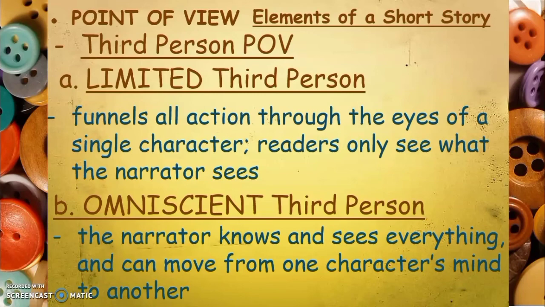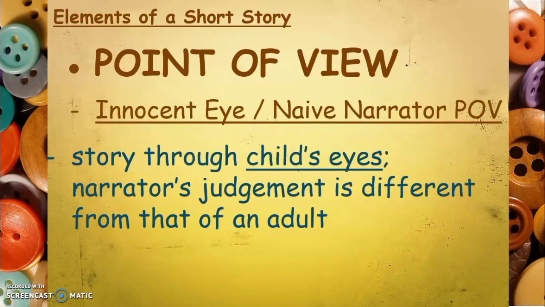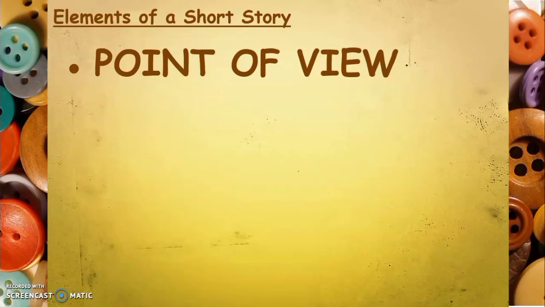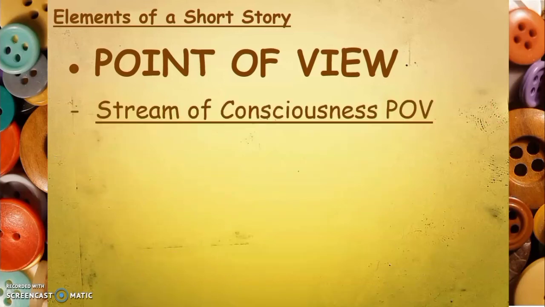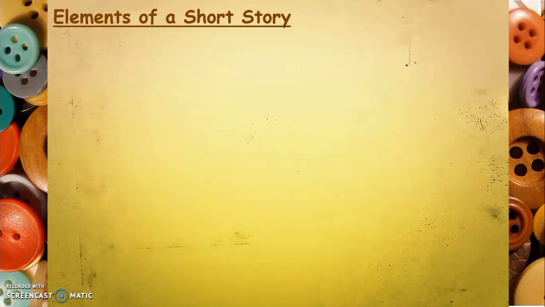What if the story is told through the child's eyes? We call this innocent eye or naive narrator. The narrator's judgment is different from that of an adult. Then the last point of view is stream of consciousness. This is the technique where the author tells the story based on the character's own flow of thoughts and emotions. So there you have it, the 5 different points of view that an author uses to create a story.